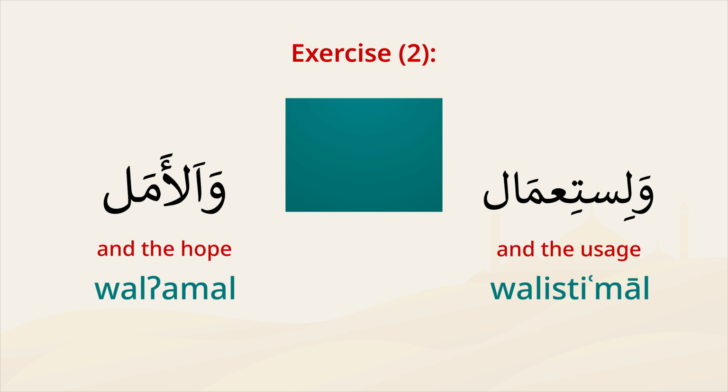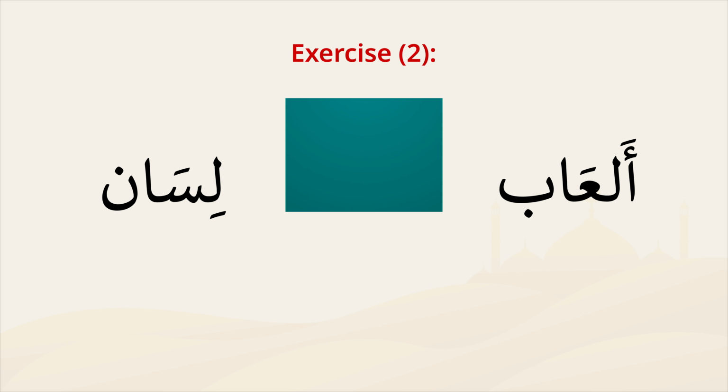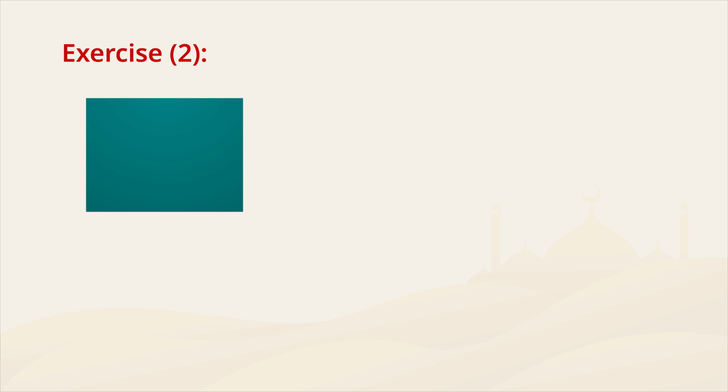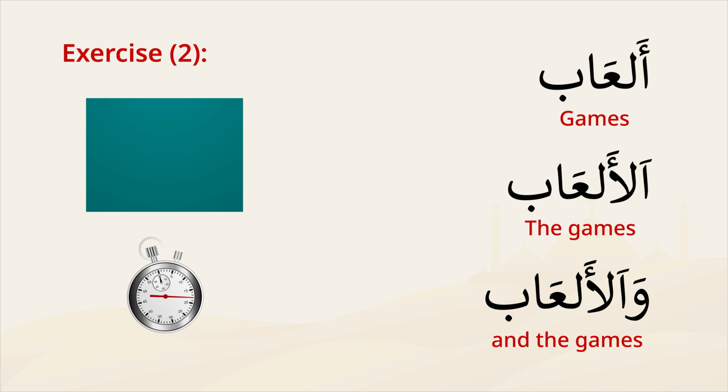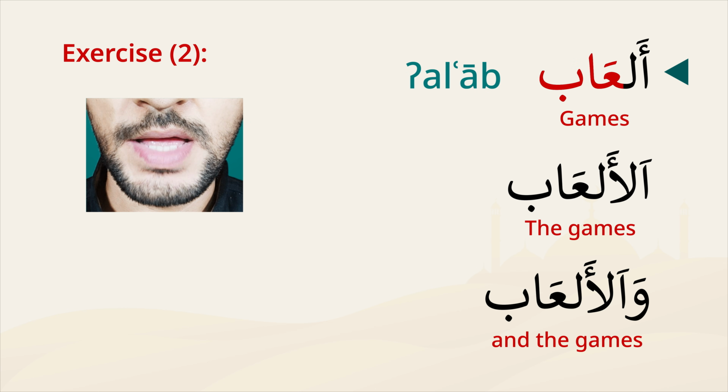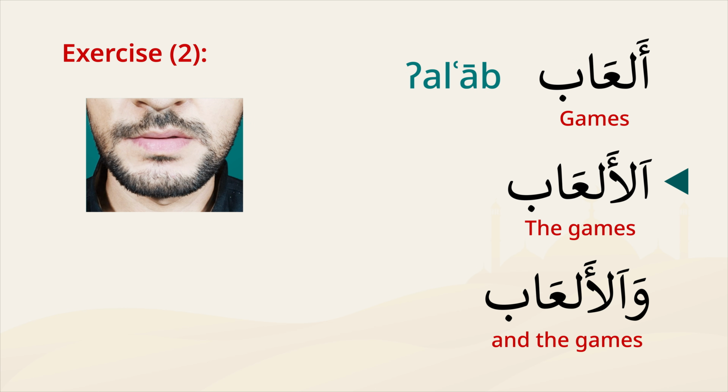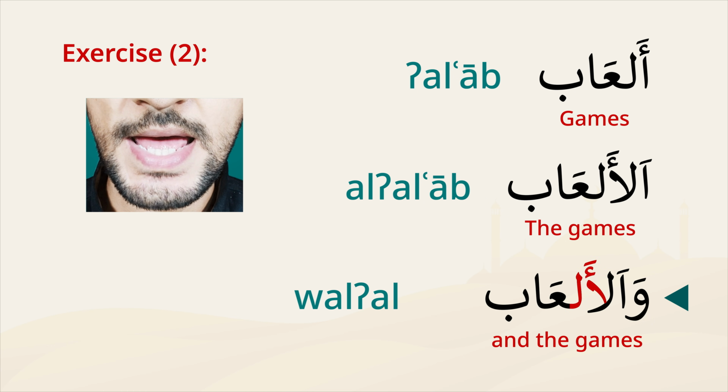Let me give you another exercise to practice yourself. These two words. You shall try them in the three cases as in the previous exercise. Take a moment to think about the pronunciation of the first one. Okay, it will be like this. ألعاب، الألعاب، والألعاب.